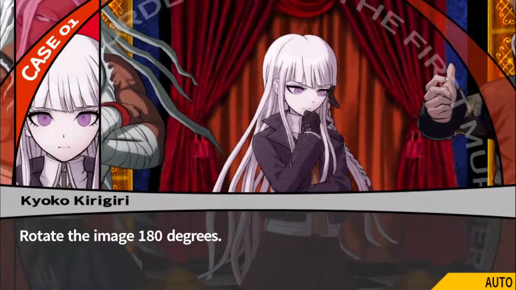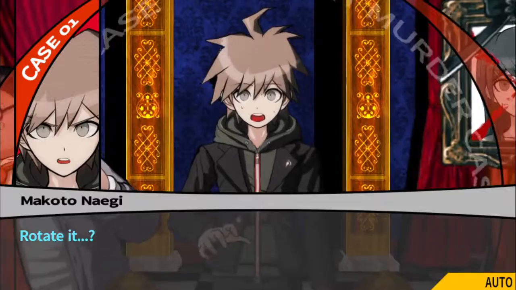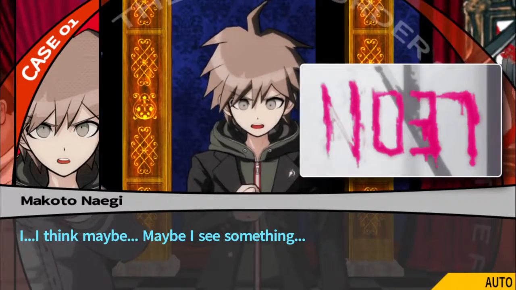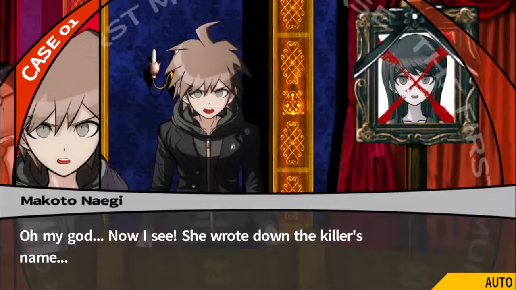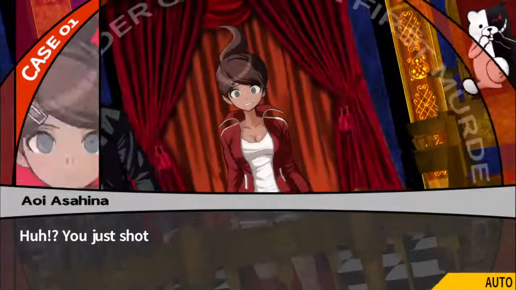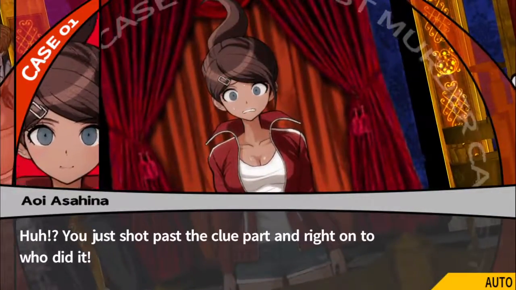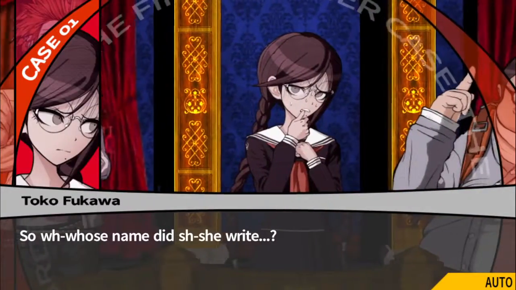Rotate the image 180 degrees. Oh my god. Now I see. She wrote down the killer's name. Huh? You just shot past the clue part and right onto who did it. So, whose name did she write?